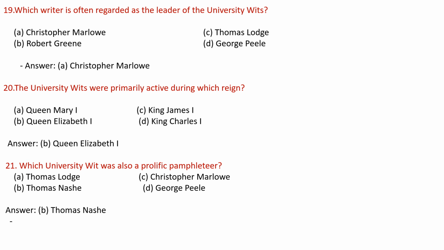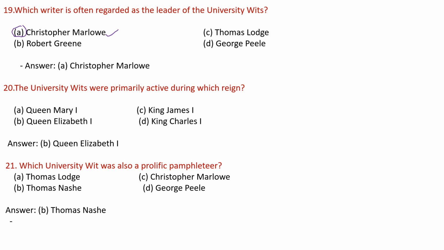Which writer is often regarded as the leader of the University Wits? Undoubtedly, Christopher Marlowe is the correct answer. He was a trailblazer, an innovator of English drama with works like Dr. Faustus and Tamburlaine the Great, and he produced his greatest works during the Elizabethan period.